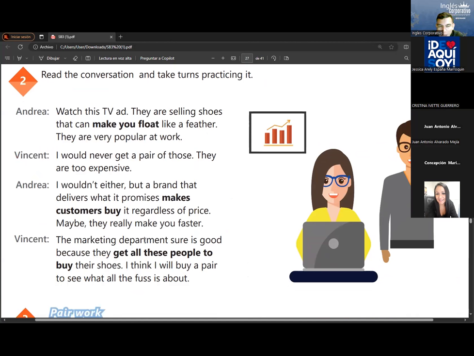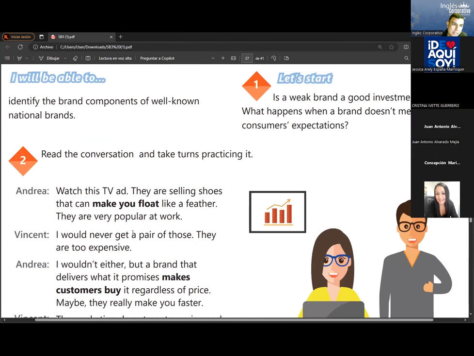So today we're going to have this conversation, and it says identify the brand components of well-known national brands. Here we have this question to begin. What happens when a brand doesn't meet customers' expectations? Is a weak brand a good investment? What happens when a brand doesn't meet customer expectations?